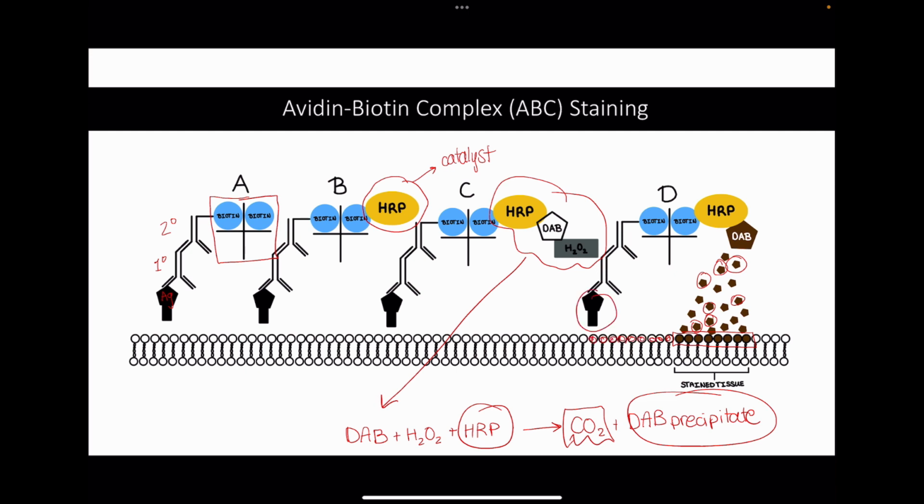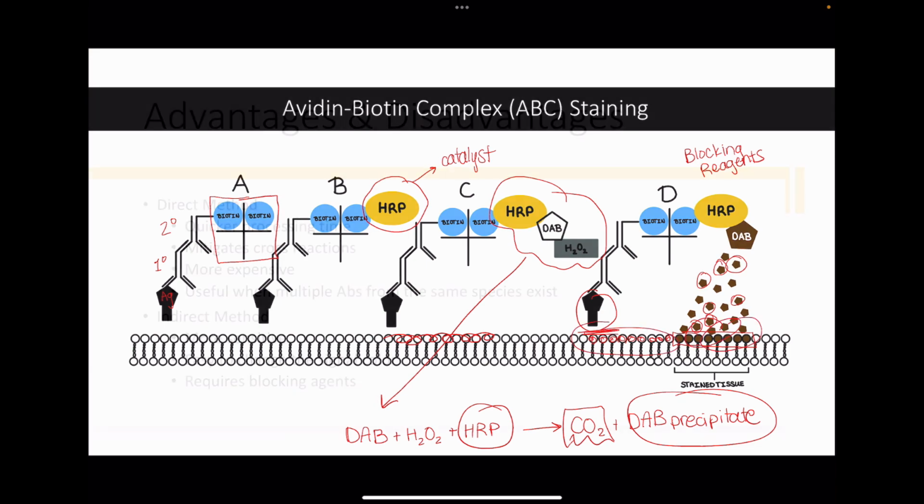Remember, our antigen is over here, so we're going to need this entire thing stained, but we don't want anything down here to be stained. That would not be good. So that's why, in addition to biotin-avidin staining, we're going to need our blocking reagents to help us out and localize this staining to where the antigen actually is right here. So this is good, but this is a little bit better.